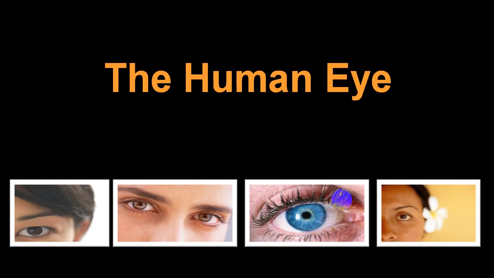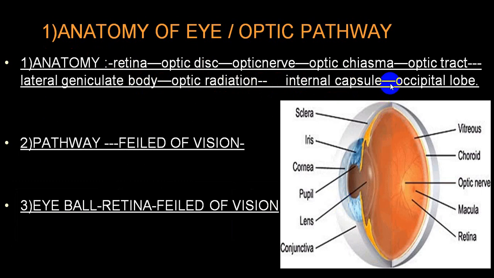So, the human eye. We know that the color is because of the iris. The eyeball consists of the retina, and in the retina you have the optic disc. All those axon fibers converge at the optic disc and then continue as the optic nerve. There is a crossing at the level of the optic chiasma. The nasal fiber crosses, the temporal fiber remains on the same side. Then it becomes the optic tract. Then it ends in the lateral geniculate body, and from there into the optic radiation, internal capsule, and then finally it ends in the occipital lobe.